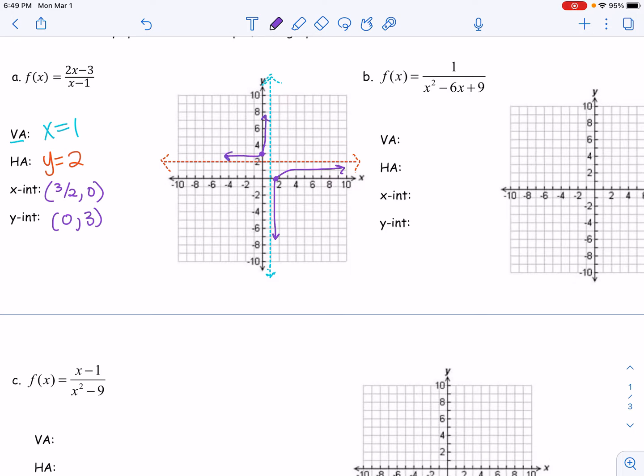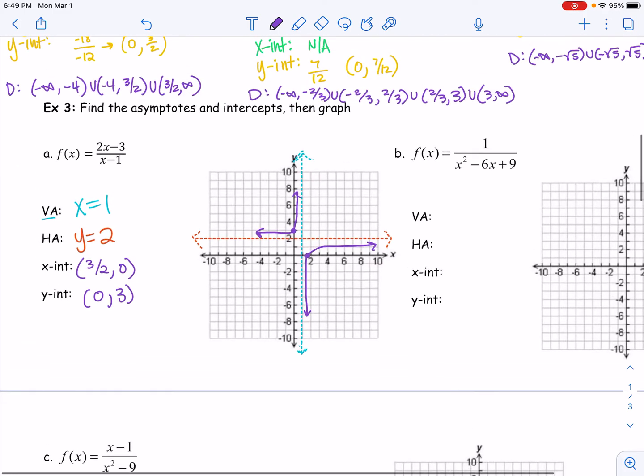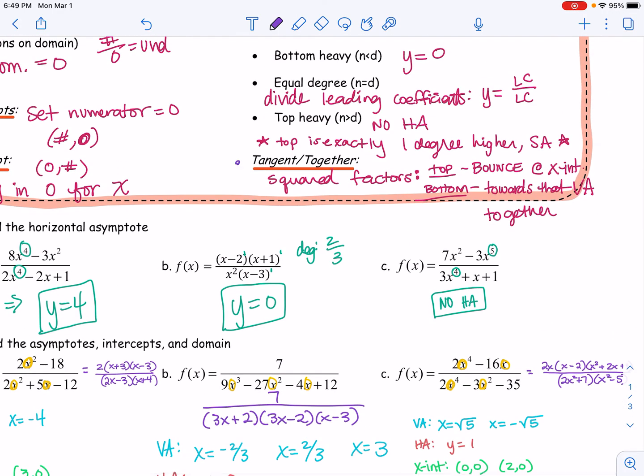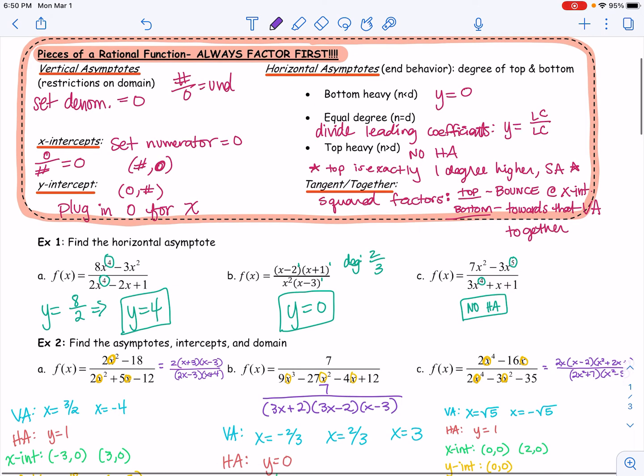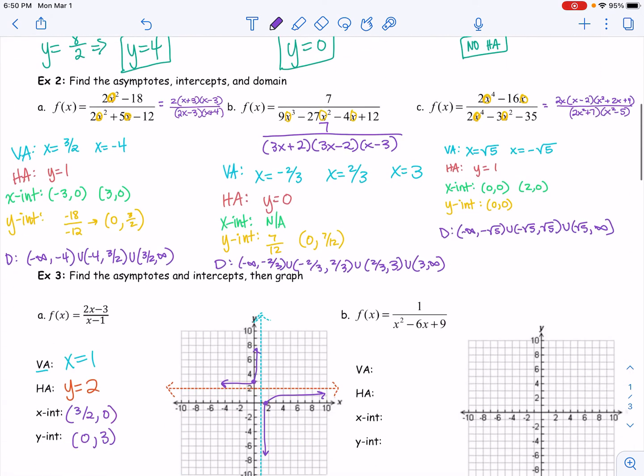Okay, and remember, you can always pick other points just to get an idea of where you're at, but for this one, it's pretty easy to just go off of those x and y intercepts and use those asymptotes to help guide you. Also, we need to remind ourselves that anytime we have a squared factor, whether it's on the top or the bottom, it is going to affect our graph. So we need to remember that. We hopefully are pretty comfortable now with finding the 4 characteristics: vertical and horizontal asymptotes, x-intercepts, and y-intercepts.